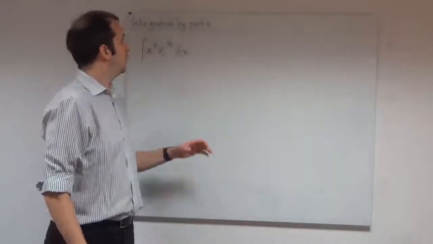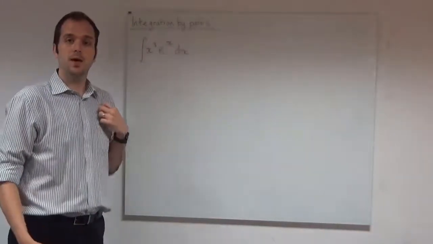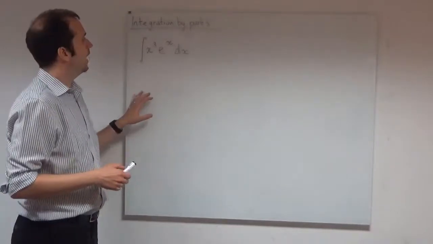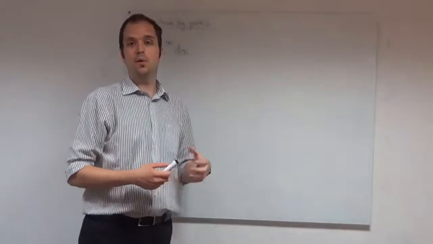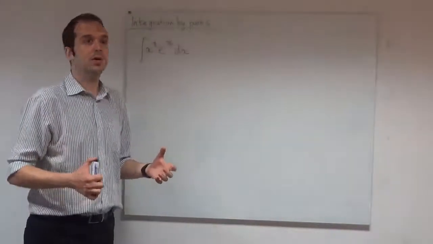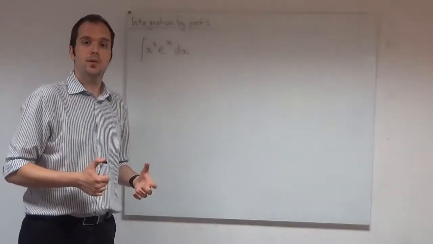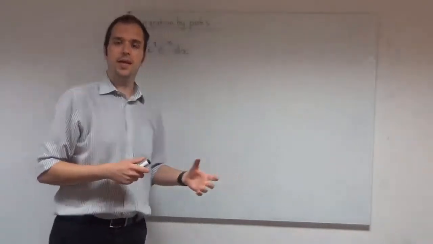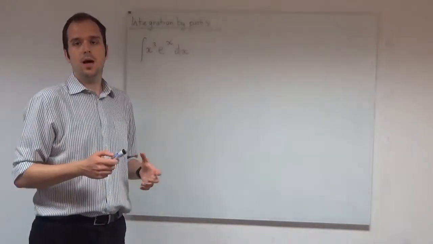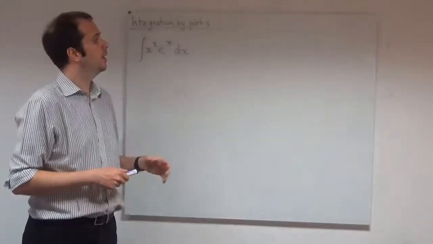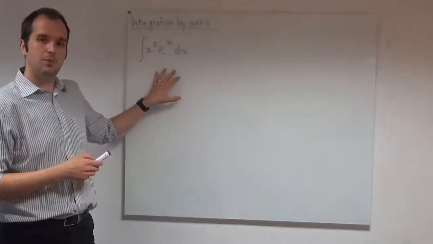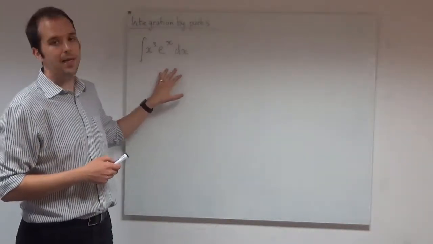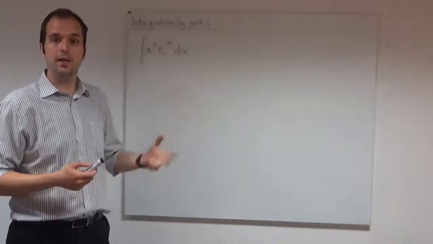So in this example, we're going to be looking at integration by parts again. Now, you may have seen in a previous video or in your lectures or in the textbook, there's a formula that you can use to do integration by parts, and it's something of the form uv minus the integral of v du by dx.